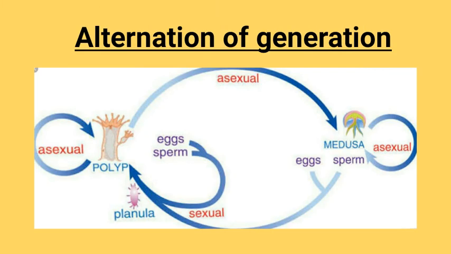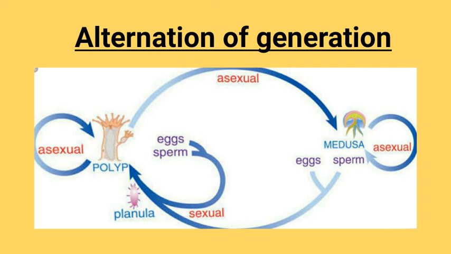Now here in this diagram you can clearly see that polyp by means of asexual reproduction gives rise to polyp stage as well as medusa, whereas medusa by means of asexual reproduction gives rise to only medusa. Both polyp and medusa give rise to egg and sperm, which develop into planula larvae. Medusa by means of sexual reproduction gives rise to polyp, but polyp by means of asexual as well as sexual reproduction gives rise to medusa form.